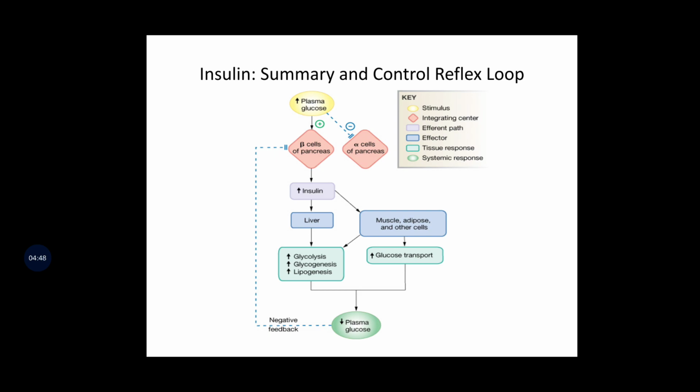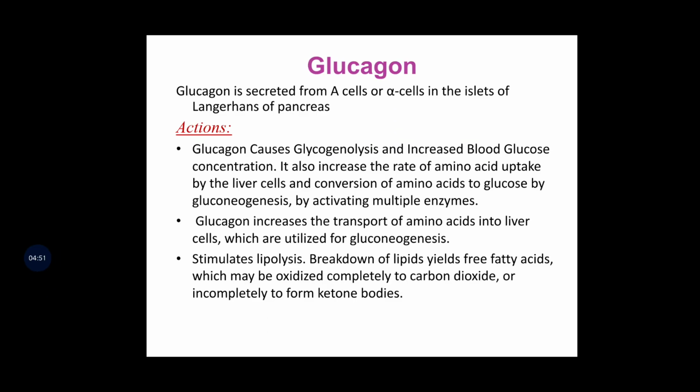Now coming to glucagon. Glucagon is so intense that infusion for 4 hours can cause glycogenolysis, so that all the liver stores of glycogen can become depleted. So it is very, very intense in its action. This is secreted from the alpha cells in the islets of the pancreas and it causes glycogenolysis.